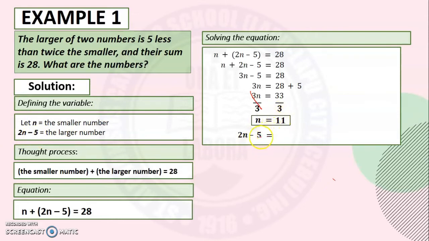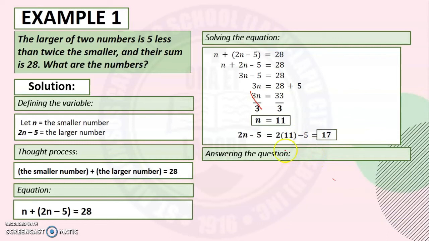This will become 2 times n, 2 times 11. Then copy minus 5 and then let's simplify. 2 times 11 is equal to 22, minus 5 is 17. So that means our larger number is 17.